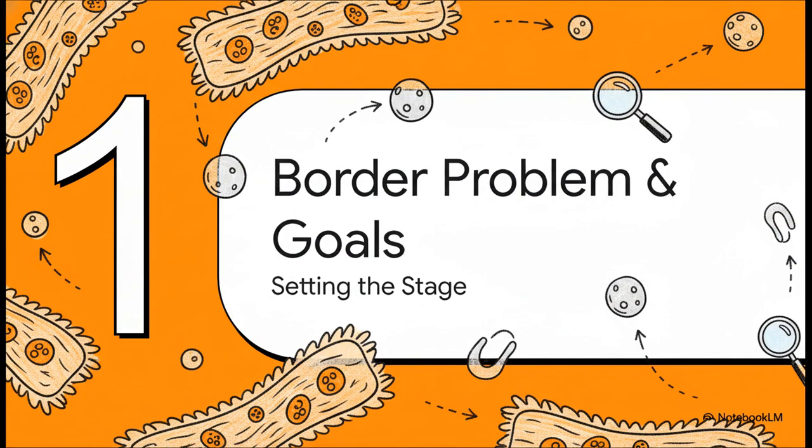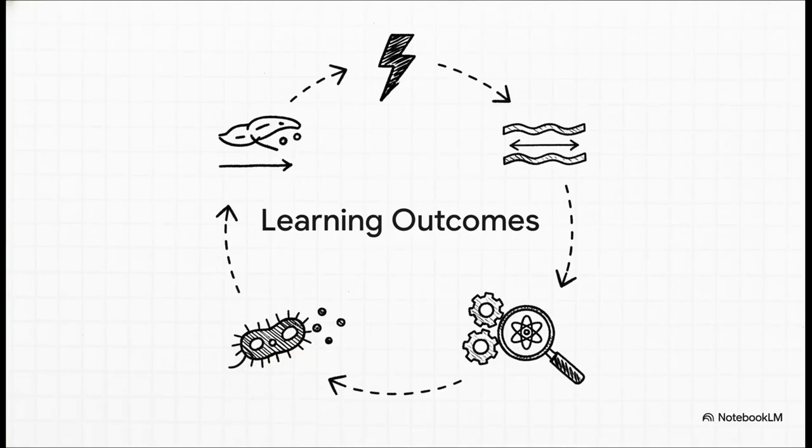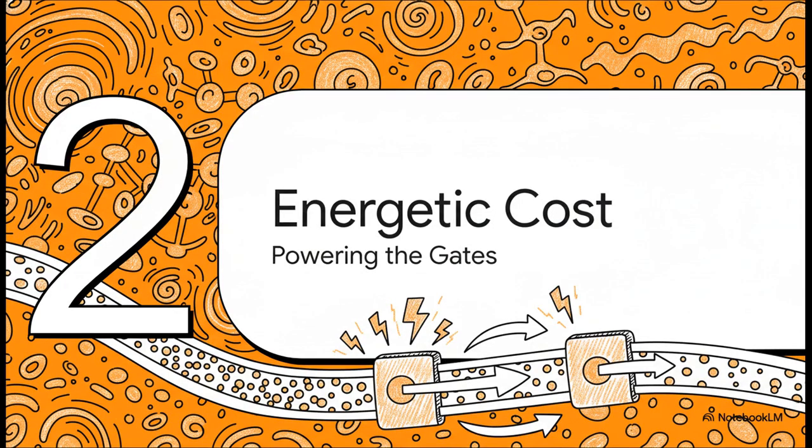Right, first section, the bacterial border problem and our learning goals. So, by the end of this, you should be able to really nail these points. We're going to discuss the role energy plays, tell the difference between transport across the outer and inner membranes, get a handle on the structure of the transport machinery itself, and you'll be able to give a solid example of a specific system. And finally, we'll explain the different secretory systems. Simple as that.